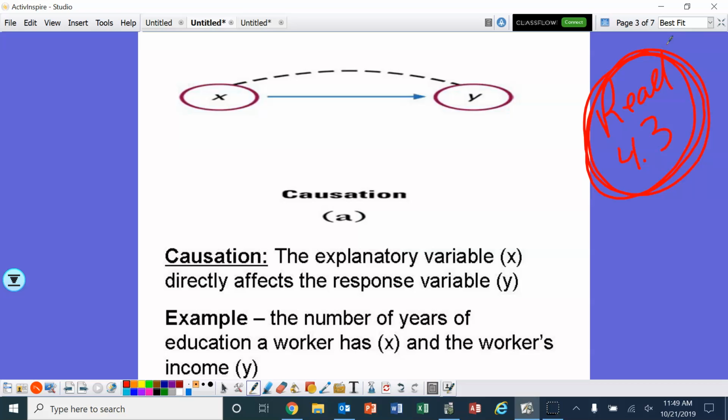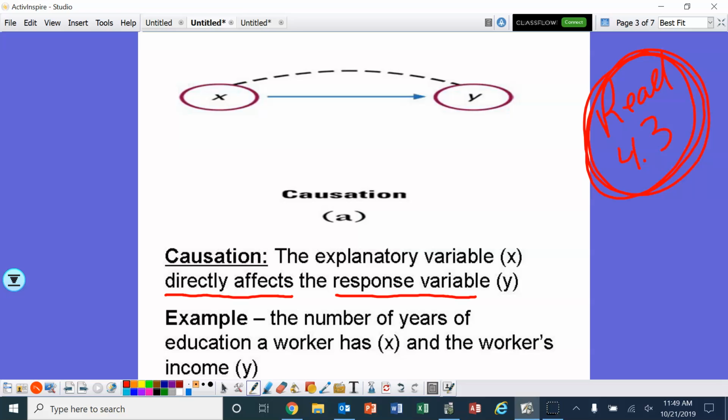All right, causation, okay, cause and effect. We have our explanatory variable, x, and our response variable, y. So the explanatory variable directly affects the response variable, y. Example, the number of years of education a worker has, which is x, and the worker's income. There is a very positive linear association with the amount of education and the amount of income.